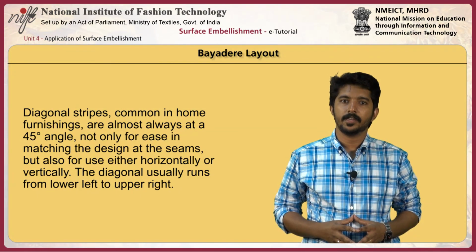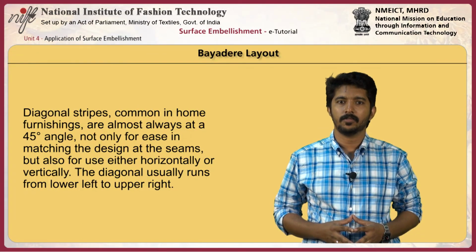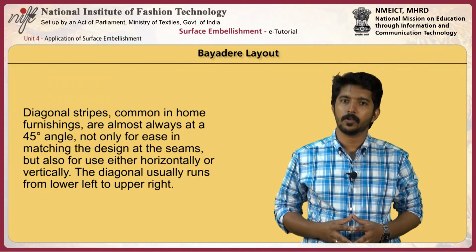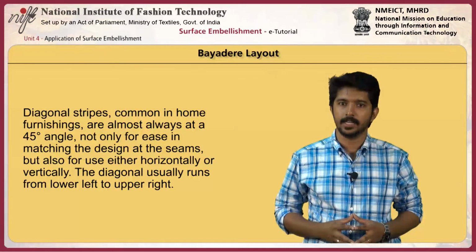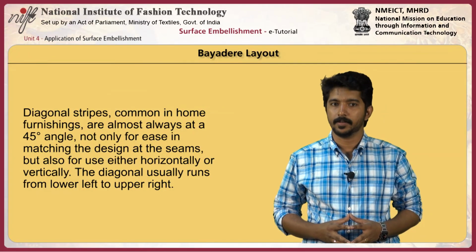Diagonal stripes common in home furnishing are almost always at a 45-degree angle, not only for ease in matching the design at the seams, but also for use either horizontally or vertically. The diagonal usually runs from lower left to upper right.